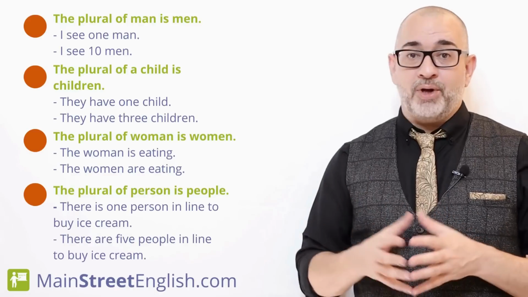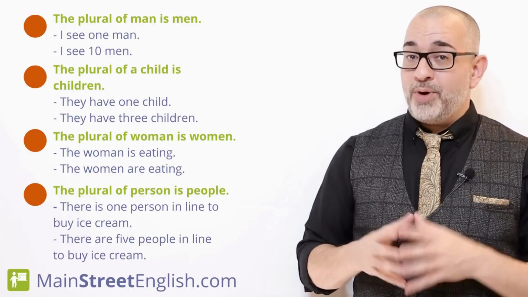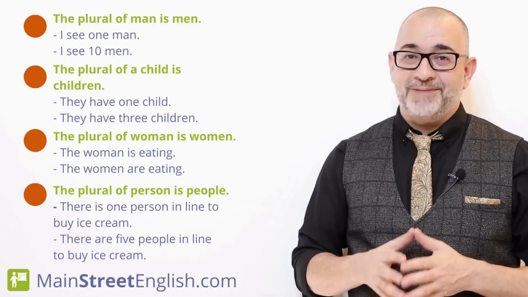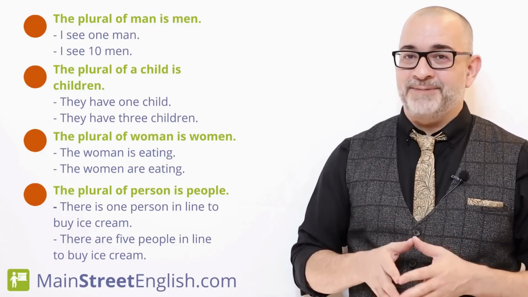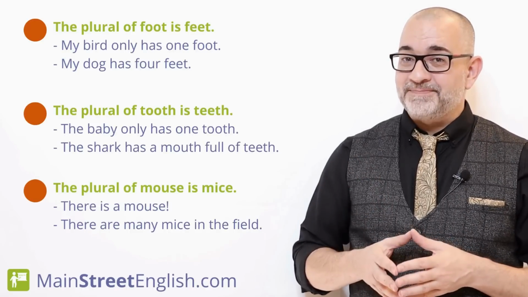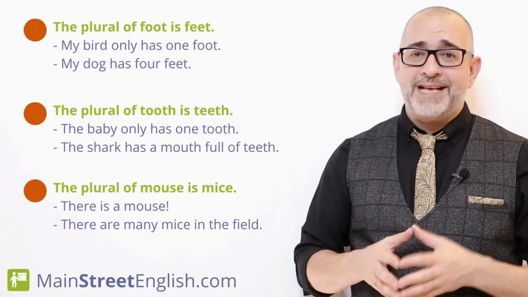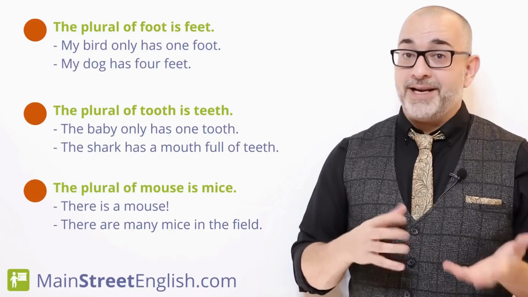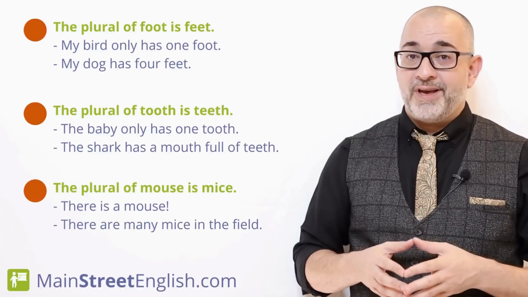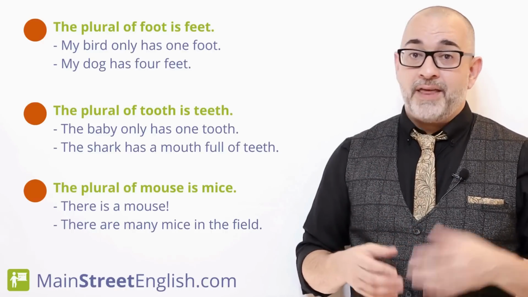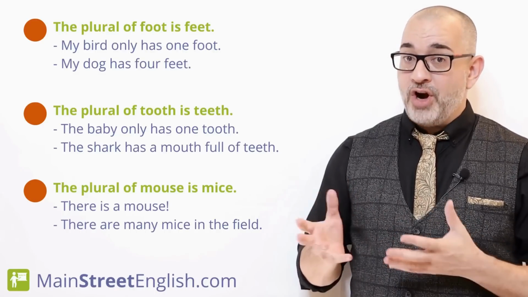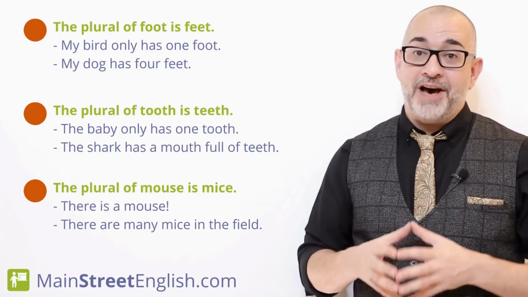Person and people. There is one person in line to buy ice cream. There are 5 people in line to buy ice cream. Foot and feet. My bird only has 1 foot. My dog has 4 feet. Tooth, teeth. The baby only has 1 tooth. The shark has a mouth full of teeth.